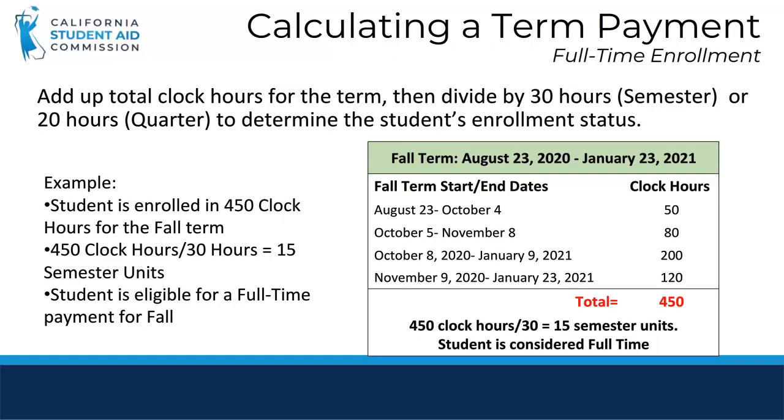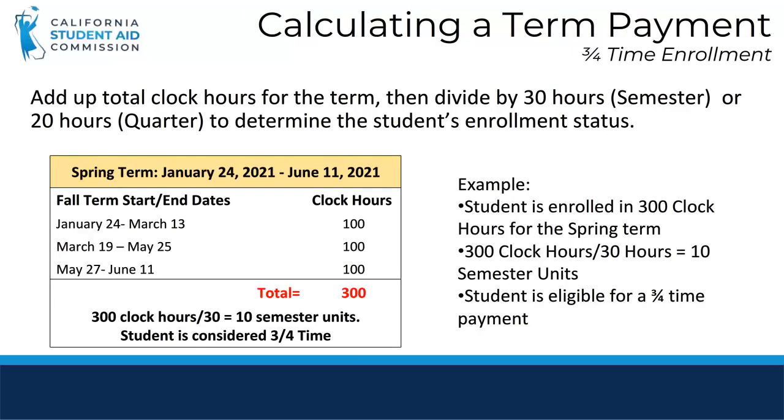To determine enrollment status of half-time, 3/4 time, or full-time for payment purposes, use the following calculation to convert clock hours to semester units. Add up the total clock hours for the term, and then divide that number by 30 for a semester school or 20 for a quarter school. For example, a student enrolled in 450 clock hours for the fall term at a semester school would be enrolled in 15 semester units and is considered full-time. Just like how the full-time payment was calculated, the same calculation finds this student to be eligible for payment based on 3/4 time enrollment.